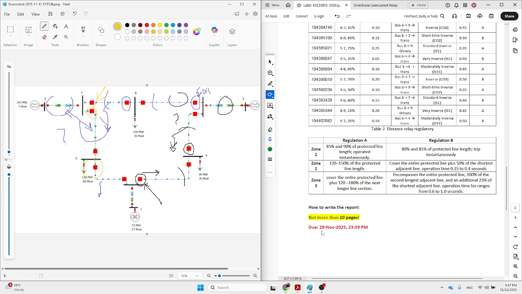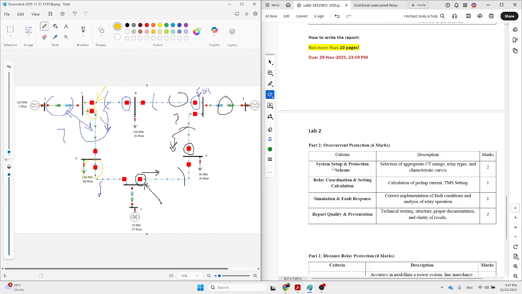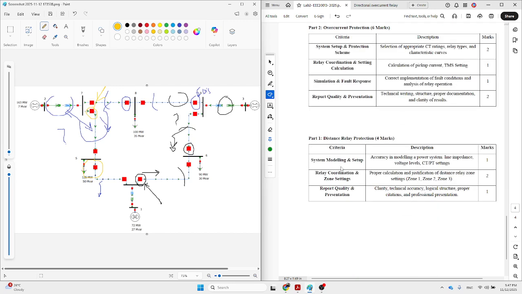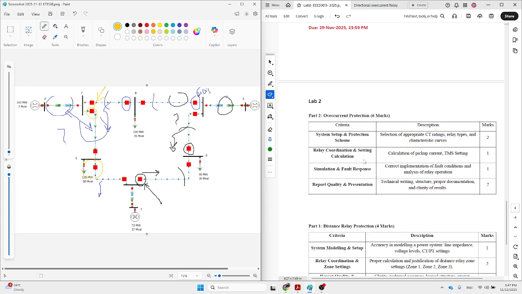The due date I put is 29 November, week 12, I think it is Saturday. And the deadline, which is effective one after that, you have no chance to submit. I think I put it as 30th November. Then the rubrics given to you for the distance relay and for overcurrent relay, you can follow and see how you should do.